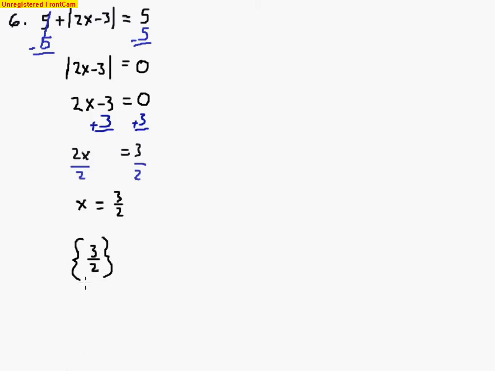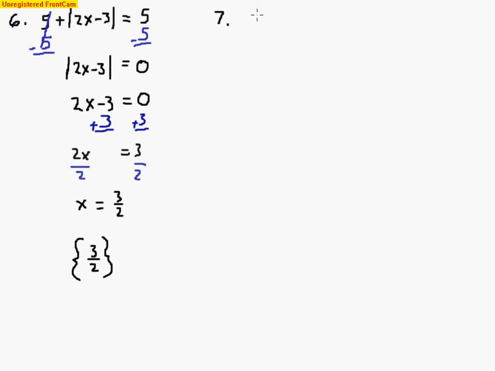So there's a situation where we only have one answer, and it always happens when your absolute value equals 0. If your absolute value equals a positive number, you always end up with 2 solutions. Well, here's the last scenario, number 7. And this one is when we have no solutions. So let's take a look at an example.